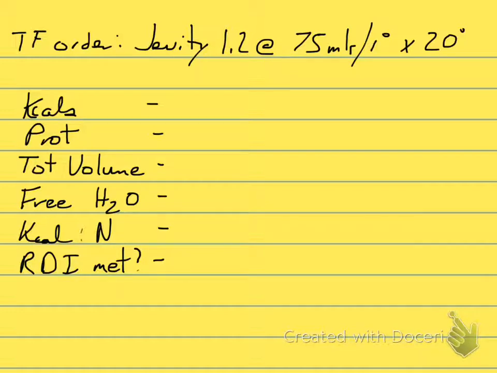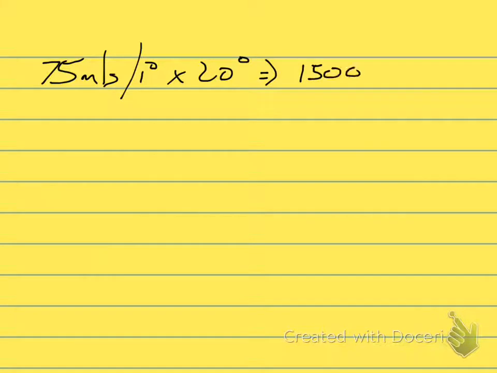So the first thing we're going to do is determine the total volume. To do that, all we simply have to do is take the rate that we're running the tube feeding at times the total hours that it's running in a day. So we're going to take 75 mils per hour times 20 hours, which is going to give us 1,500 mils, and that's total volume.